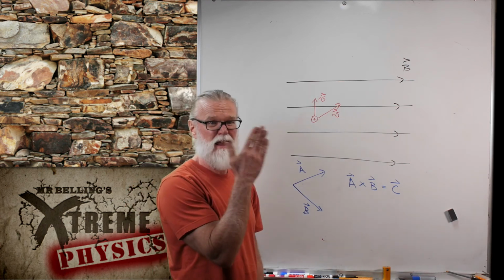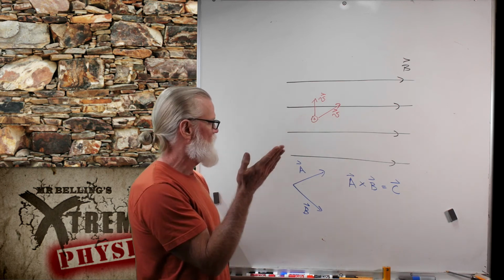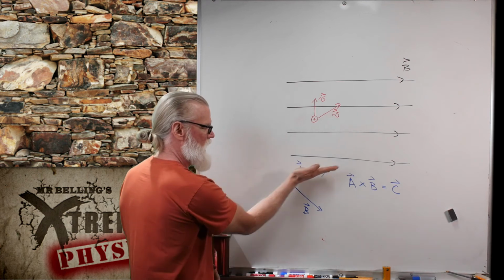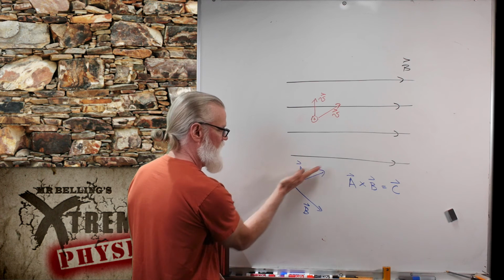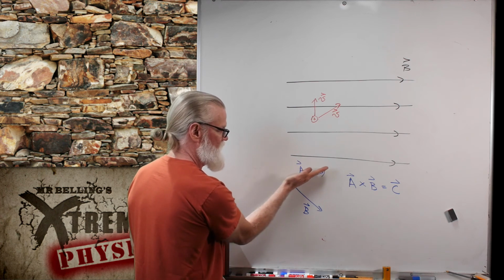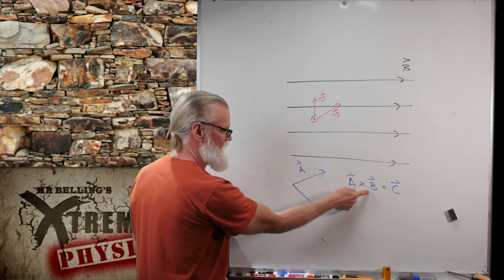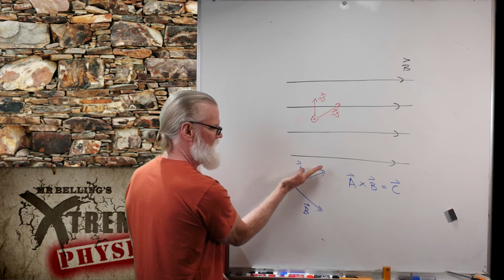You need to take your right hand. It's a new right hand rule. What you're going to do is point your hand in the direction of the first vector. In this case, A is my first vector. And then I'm going to bend my fingers in the direction of the second vector, which is B. Now, I can't bend them backwards, right? So I'm going to rearrange my hand.